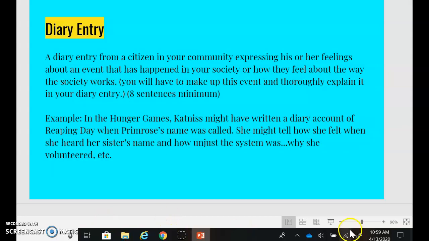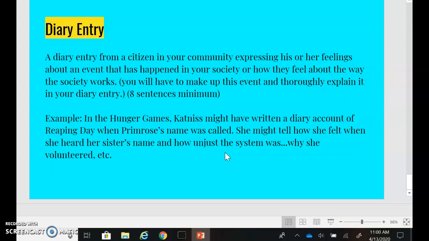All right, last but not least, you're going to include a diary entry from a citizen in your community expressing his or her feelings about an event that has happened in your society or how you feel about the way the society works. You will have to make up this event and thoroughly explain it in your diary entry. All right, eight sentences minimum.